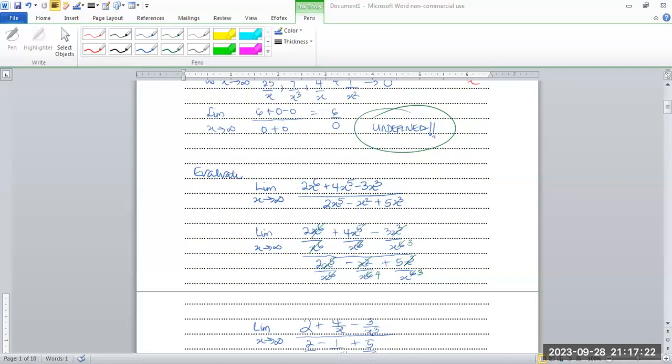Yes, sir. When the numerator has the highest power, the answer is undefined. Second one, when the denominator has the highest power, the answer will be 0. When both the numerator and denominator have the highest power, the answer will be the coefficient of the numerator divided by the coefficient of the denominator.